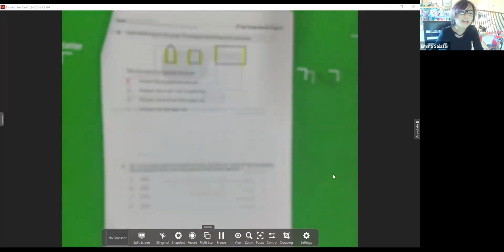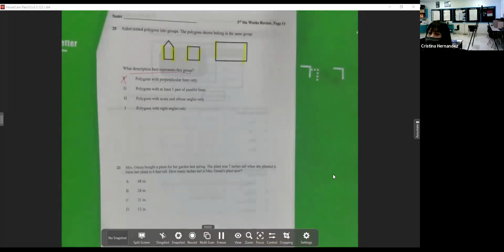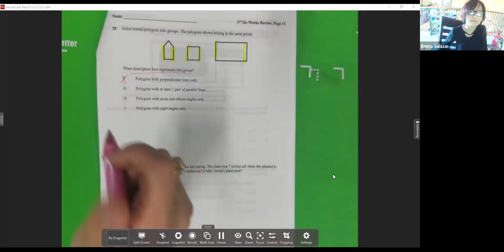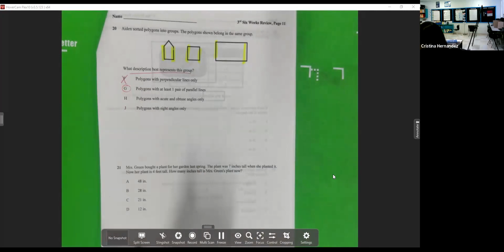I thought it was saying only, with no parallel line. Oh, okay. So that's true. That best fits them. Good job. Whew. The next one.